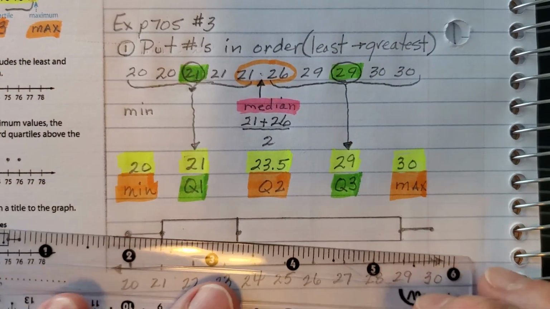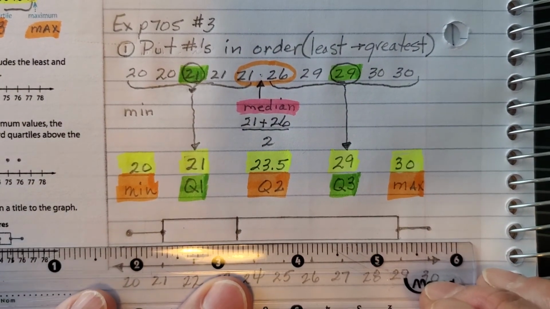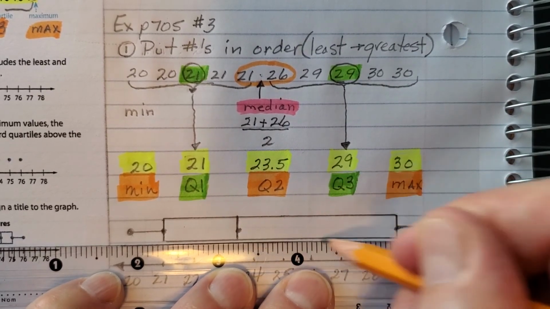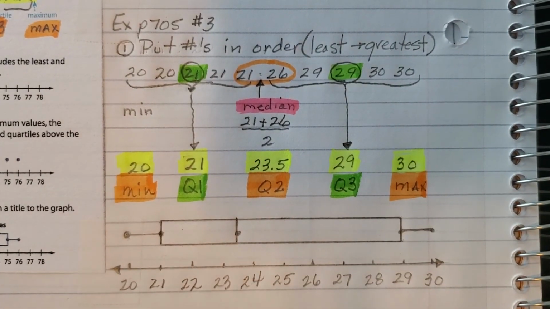Okay, and that's how you make it. I'm going to make this one a little thicker, this one down here, so you can see it. Make that a little thicker. Okay, and there's your box plot. That's how you do it.